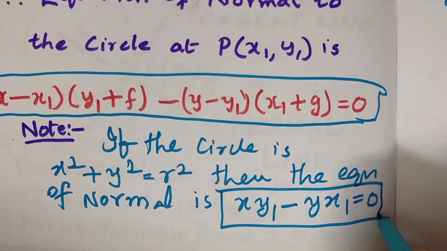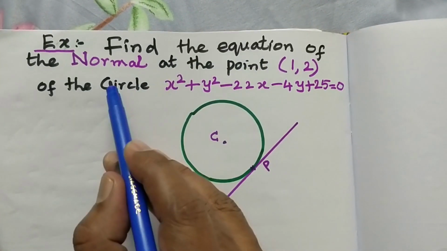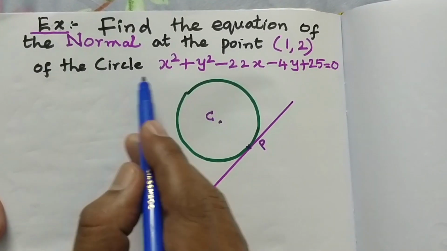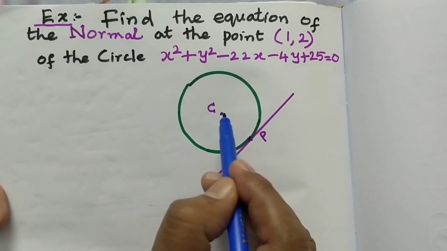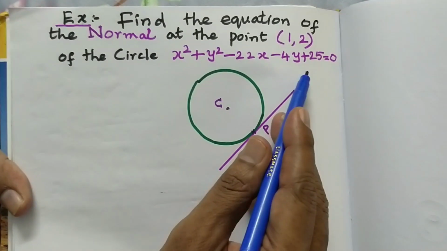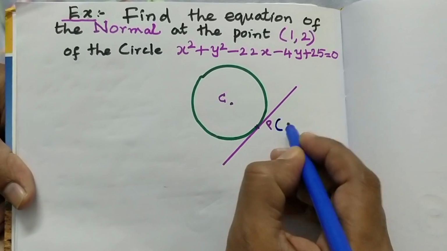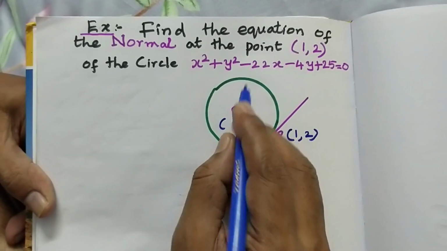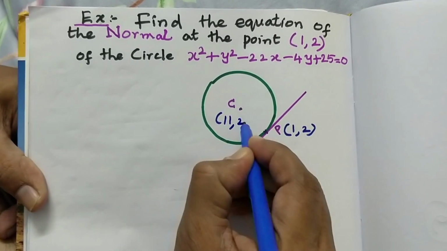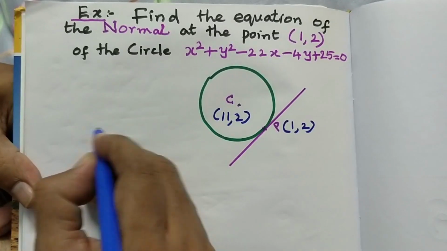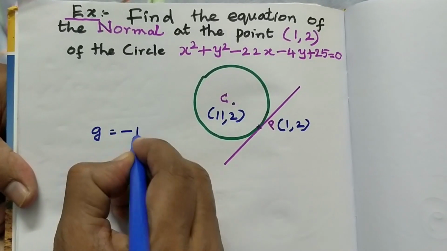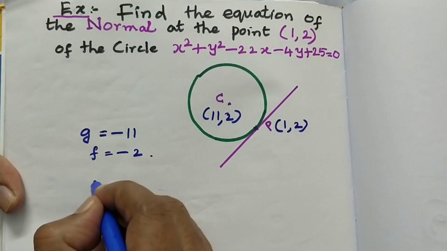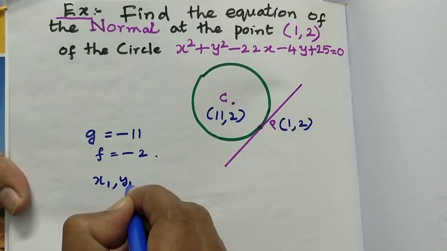Find the equation of the normal at the point P(1, 2) of the circle x square plus y square minus 22x minus 4y plus 25 is equal to 0. What is my point? P is 1, 2 and the center, minus g comma minus f, is 11, 2. So g is equal to minus 11 and f is equal to minus 2, and the point x1 comma y1 is equal to 1, 2.